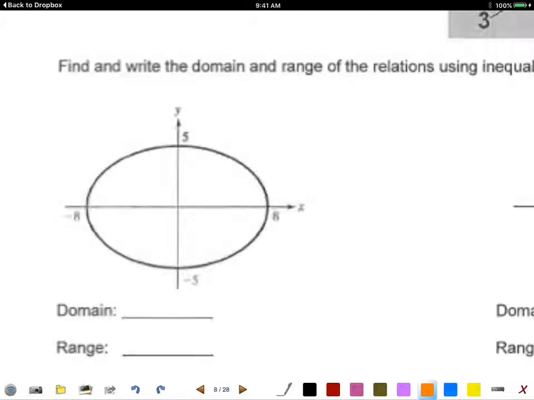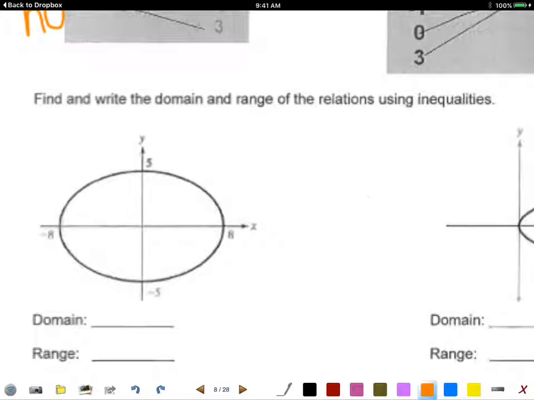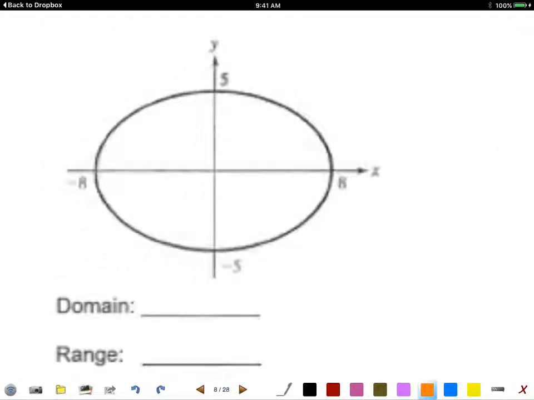Okay, so look at this. It's called an ellipse. It looks kind of like a circle, but it's not a perfect circle. It says find and write the domain and range of the relations using inequalities. What I need you to understand is that the domain, and I've got to use this as much as possible so the people watching can see, is referring to the x values. When I say the graph, I'm not talking about the xy axis. I'm talking about this ellipse right here. That's the graph. That's the function.